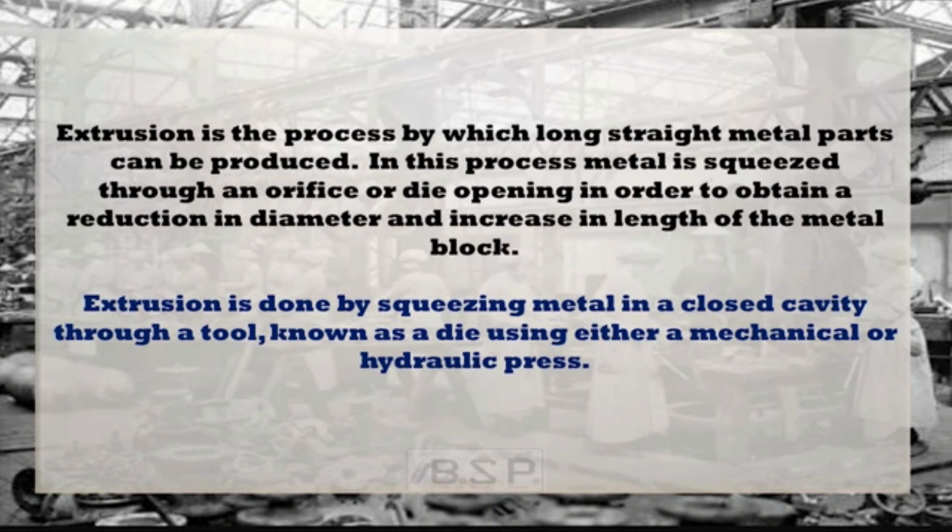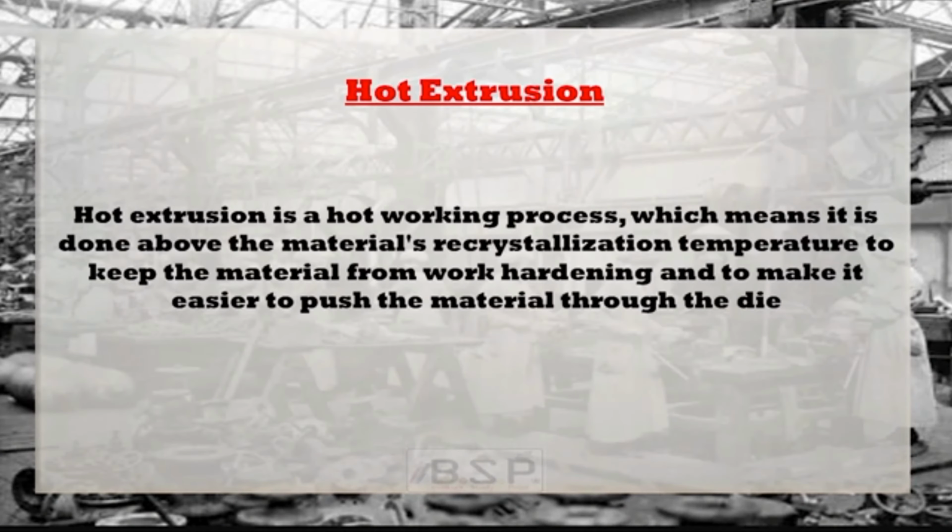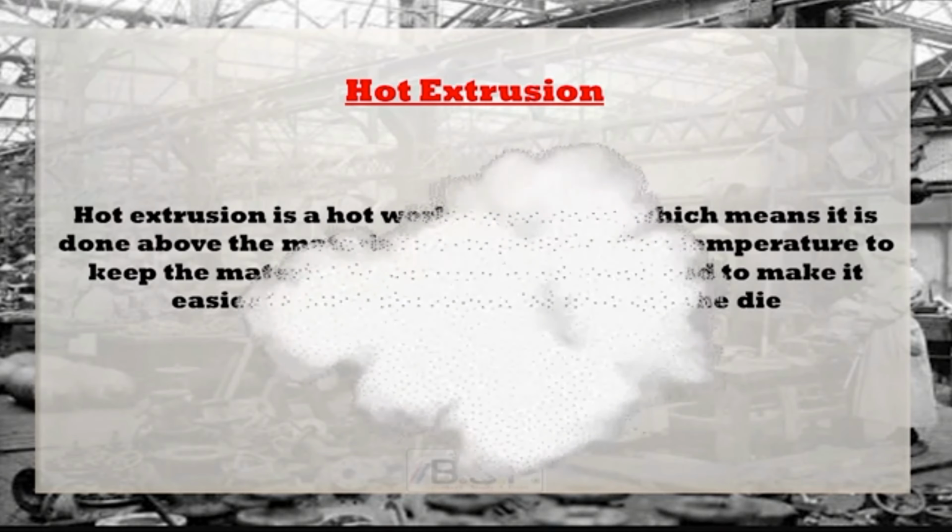Extrusion is done by squeezing metal in a closed cavity through a tool known as die using either a mechanical or hydraulic process. So extrusion is basically of two types, hot extrusion and cold extrusion. So first we will study about hot extrusion. Hot extrusion is a hot working process, which means that it is above the material's recrystallization temperature to keep the material from work hardening and to make it easier to push the material through the die.